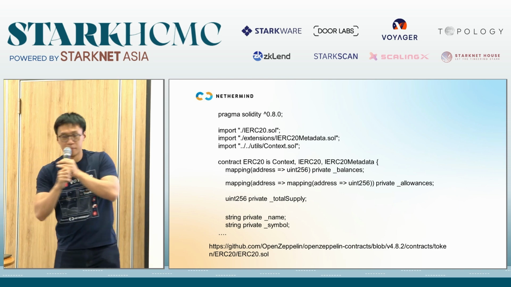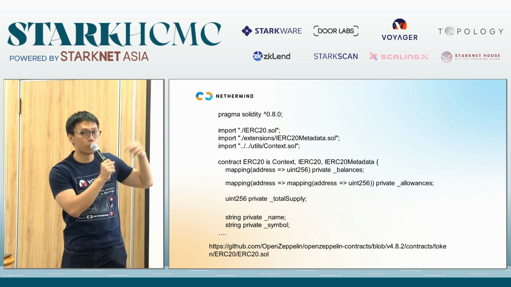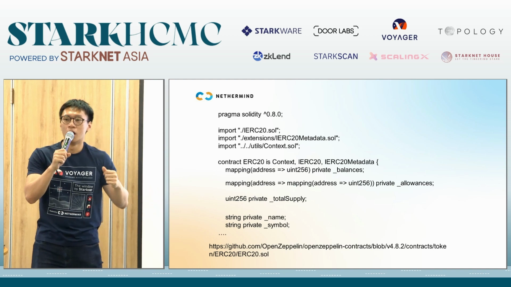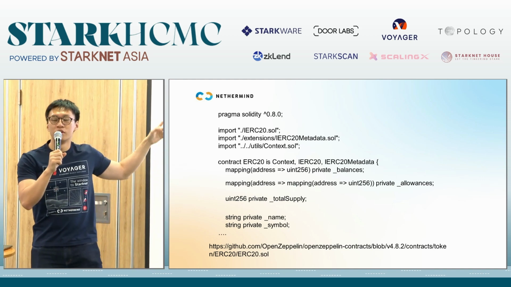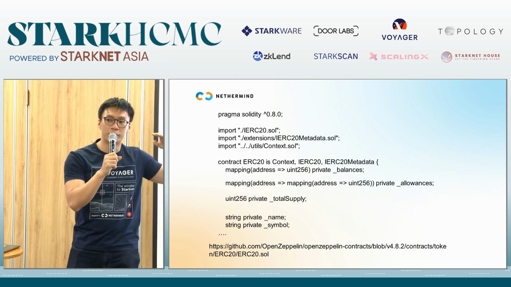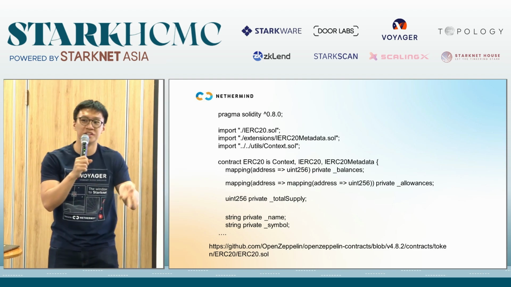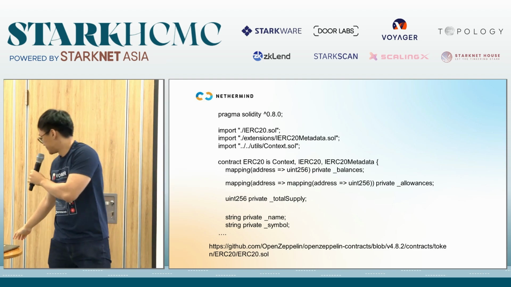So yes, this is an example of a contract that we are going to rewrite into Cairo 1. It's an example from OpenZeppelin. We are going to rewrite one of the most commonly used libraries from ERC20.sol to ERC20.cairo.